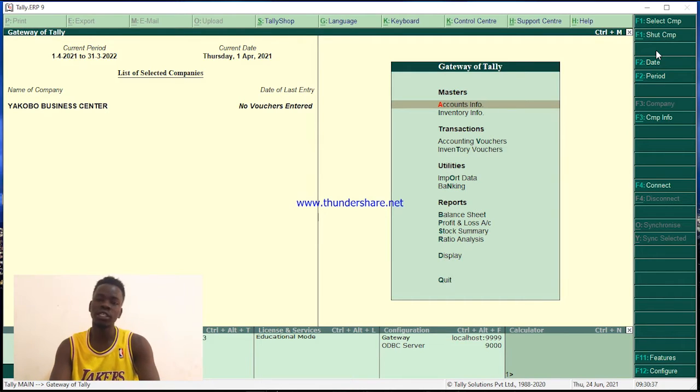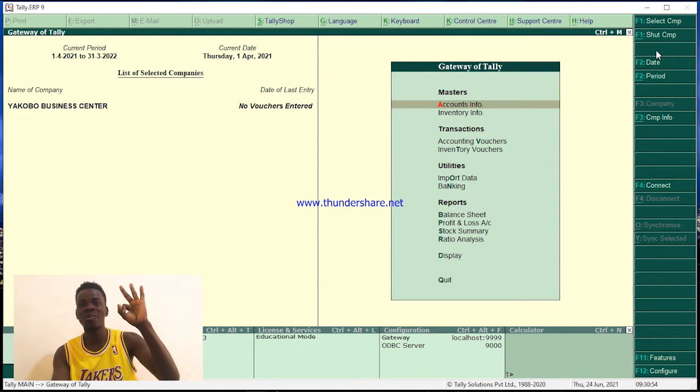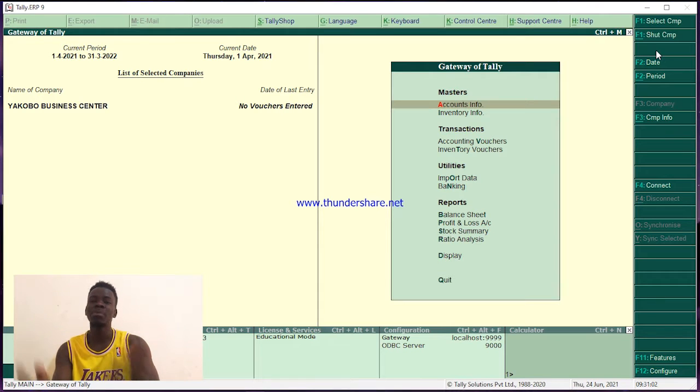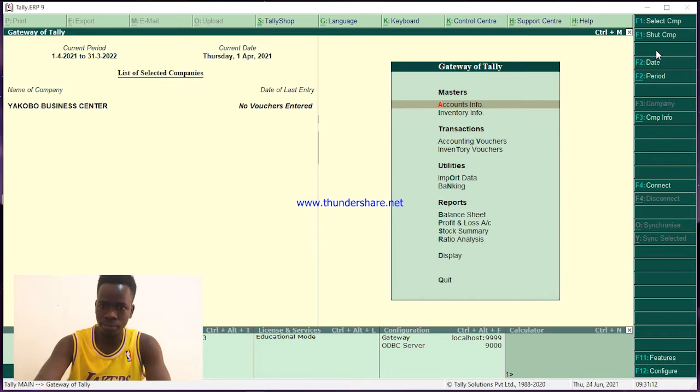So the first thing we're going to do is create a ledger. We have 3 sections of ledger here. We have the bank account, we have the expenses, and the third one is the sundry debtors. These are the people who owe us money. So we're going to create them. Let's go and create the ledger.